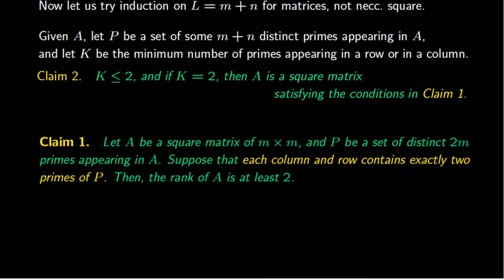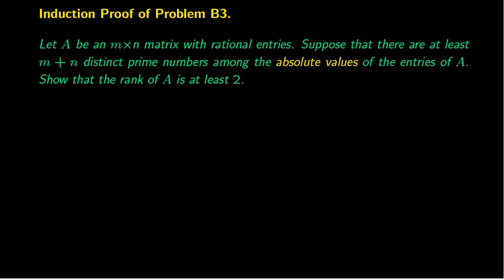So I'm showing claim 1 again. It's a separate statement. It's a more difficult case. The square matrix, each column and row has exactly precisely 2 primes, then the rank is at least 2. So come back to this original problem. Finally, just laying out the entire induction for that original problem.